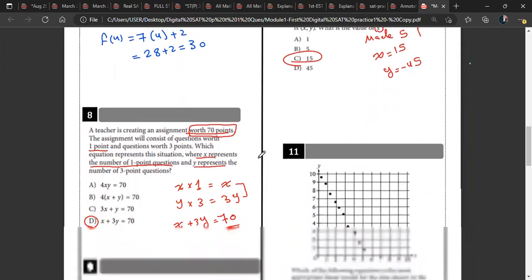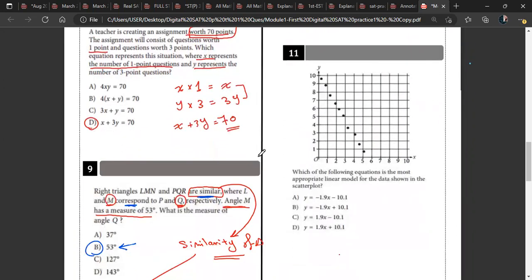Okay, let's complete question number 11. This topic is called line of best fit, or linear model scatter plot, two names, maybe a scatter plot or line of best fit sometimes, but this scatter plot is close to a linear relation. He asked which of the following equations is the most appropriate linear model for the data shown in the scatter plot. Here we have a scatter plot, and he asks you which one here is related to the given information.